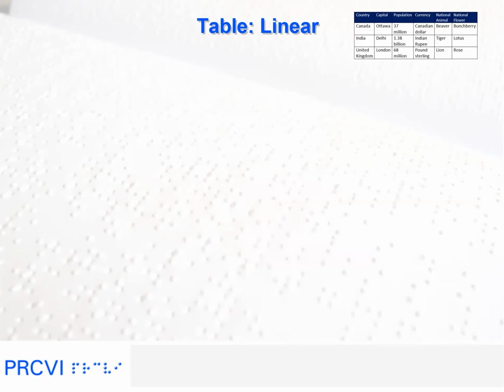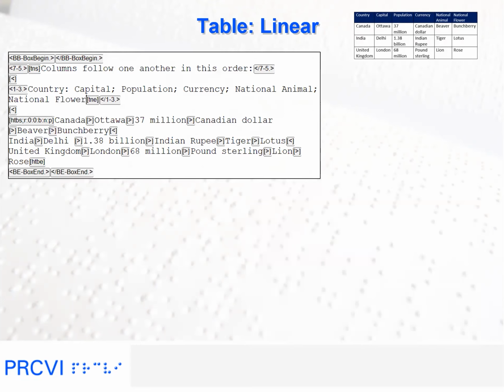Coded print view shows top box line. Select 7-5 style for transcriber's note. Add transcriber's note, columns follow one another in this order. Hard return for a blank line. List the column headings in 1-3 style followed by closing transcriber's note indicator. Hard return for a blank line before starting table.